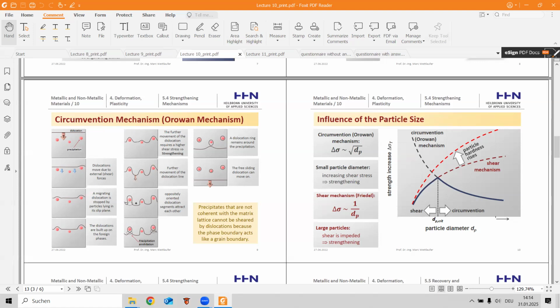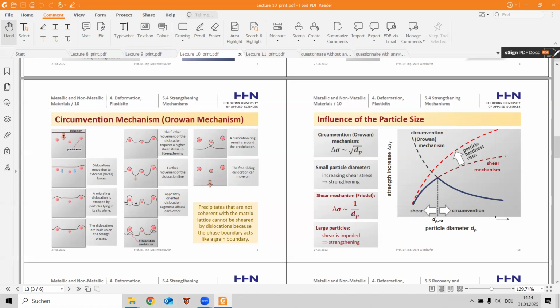Precipitation, annihilation and dislocation rings remain around the precipitate. A free sliding dislocation can move on. Precipitates that are not coherent with the matrix lattice cannot be sheared by dislocations, because the phase boundary acts like a grain boundary.